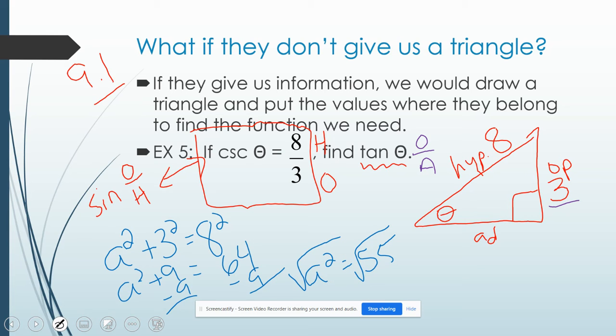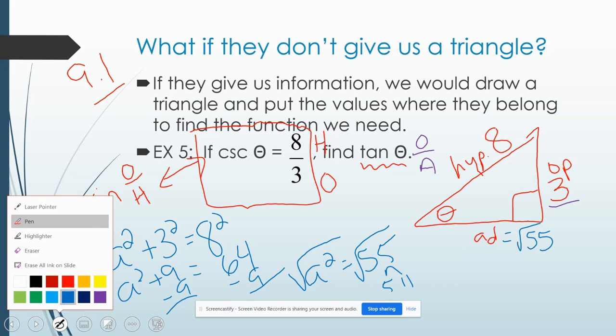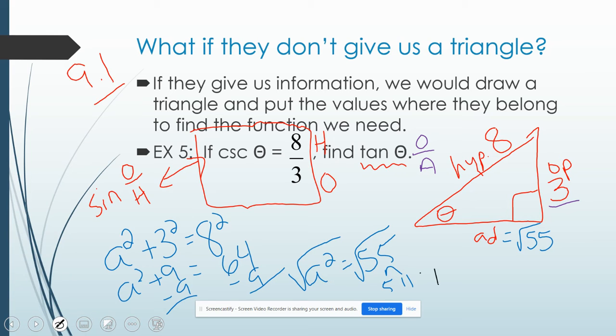Square root of 55 is not a perfect square. I break that down into 5 times 11. Those are both prime. I can't pull anything out. So the square root of 55 is as good as that one gets. Now I can go ahead and find the tangent. So tangent of theta, opposite over adjacent.